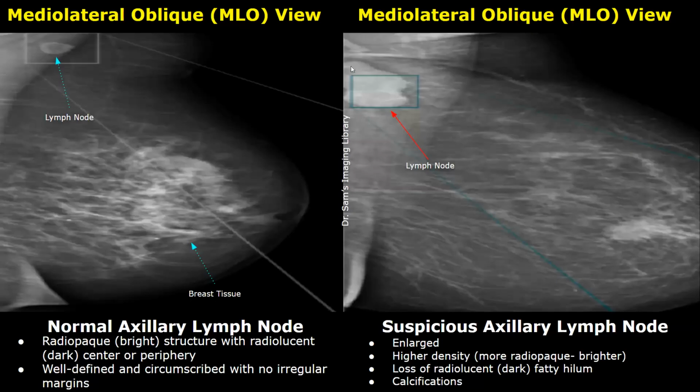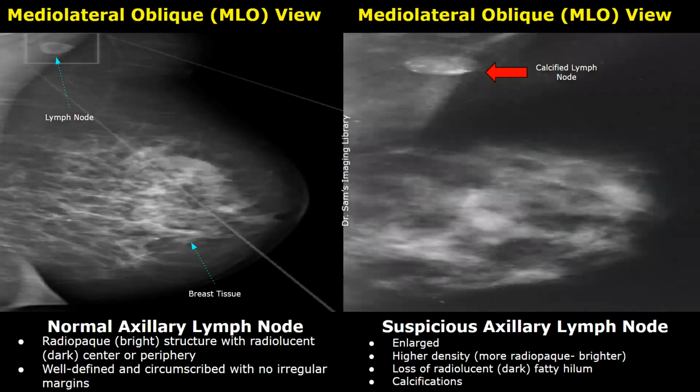It is well defined with no irregular margins. Over here we have a suspicious axillary lymph node. It is enlarged and has higher density, meaning its brightness has increased as compared to the normal axillary lymph node. Also, it does not have a radiolucent center or periphery. There is loss of radiolucent central fatty hilum. They may also have calcifications. So these type of lymph nodes are suspicious and require further evaluation.